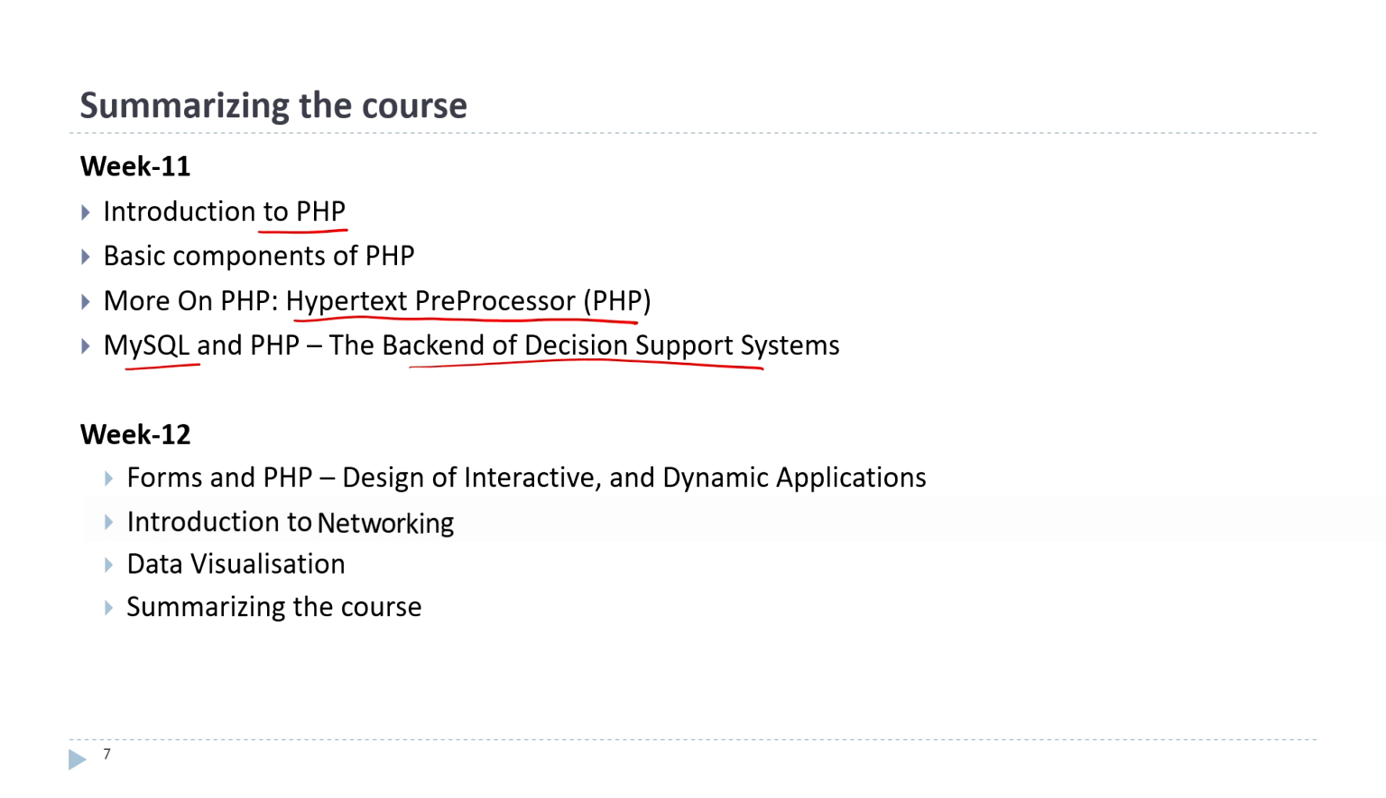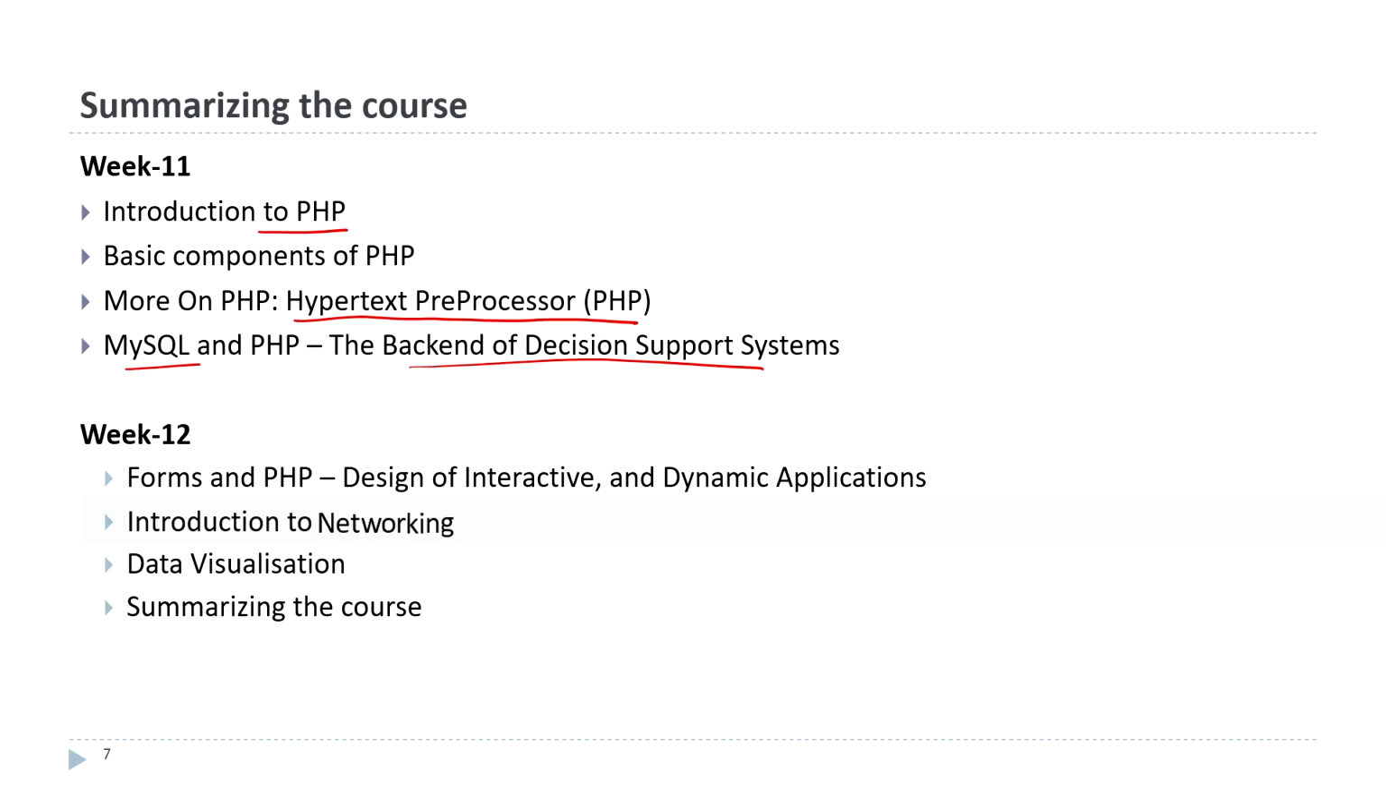In week 12, various forms and PHP were also given. That is the HTML form, which is the data input to PHP, and the PHP processing form. These were taken in week 12, and displaying the results, that is HTML to PHP, to finally display it. These were taken in the second lecture of week 12.